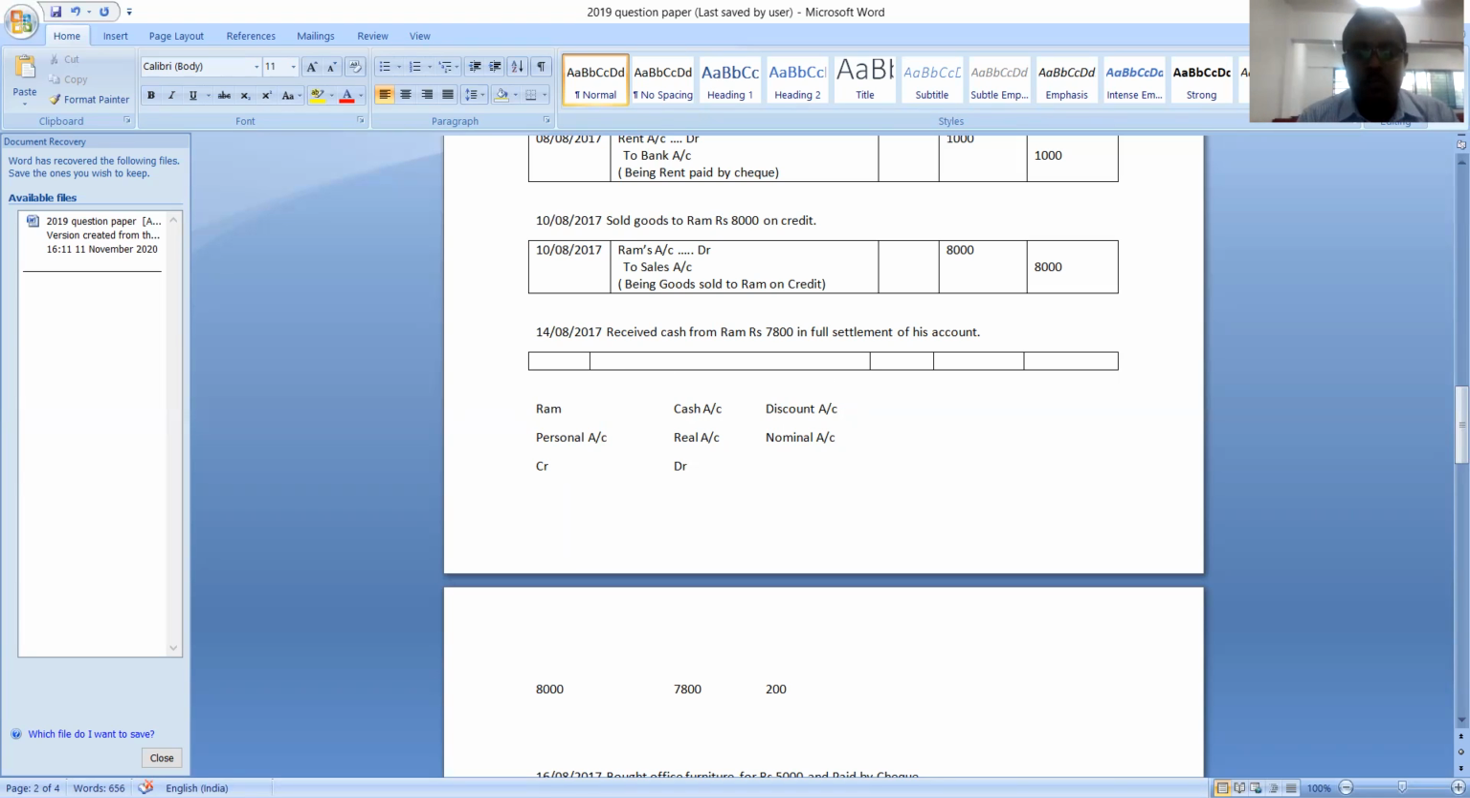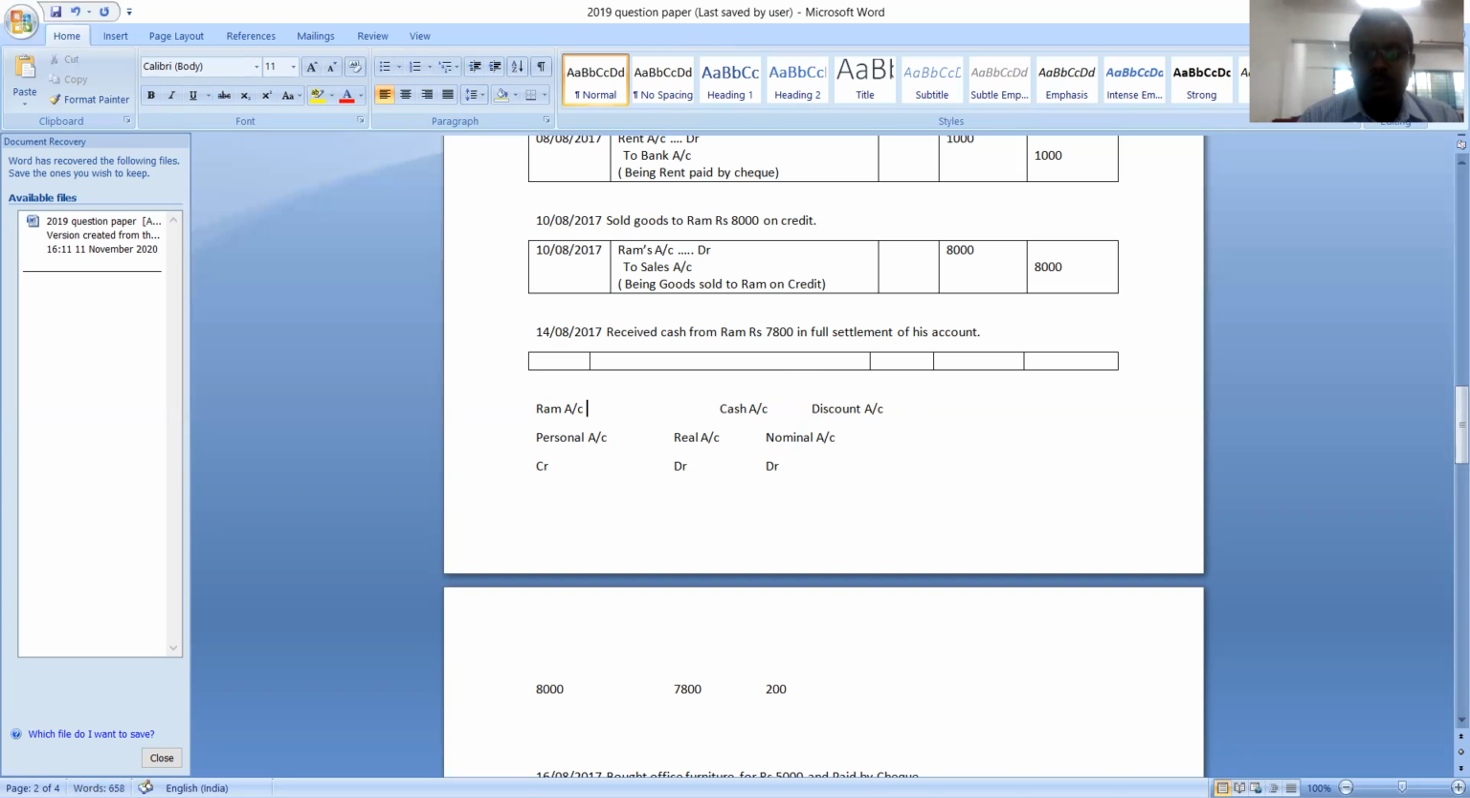Now next one is the nominal account, that is the discount account. What is the rule of a nominal account? Debit all expenses and losses, credit all incomes and gains. Here we are giving discount, which means it is a loss to us. Since discount is a loss, we have to debit which account? We have to debit the discount account. Understood? So first you should find out the accounts involved in a transaction.